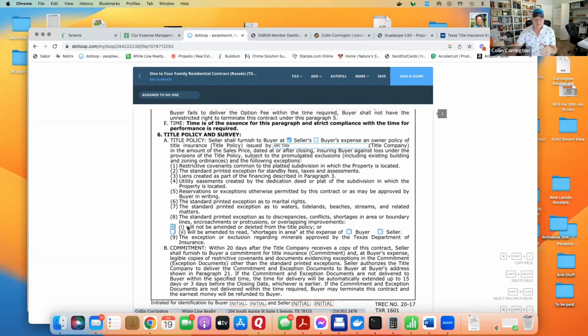So this first one says, go ahead and leave it in there. I'm not worried about it. Okay. If encroachment comes up, I'll take care of it on my own. I don't need additional insurance. This button will amend the shortages in the areas. It will be amended. And who's paying for the extra insurance for that? Okay. Again, it's negotiable.